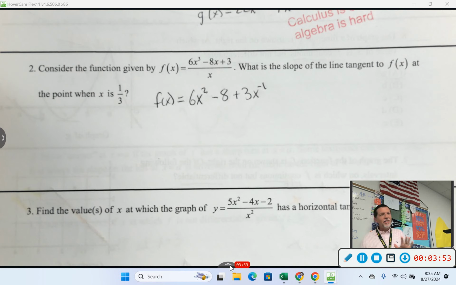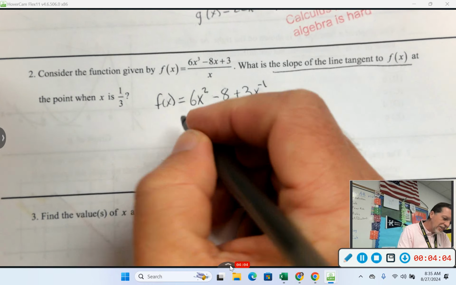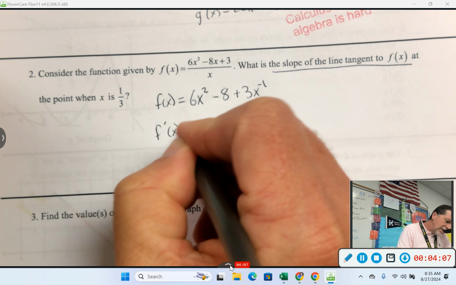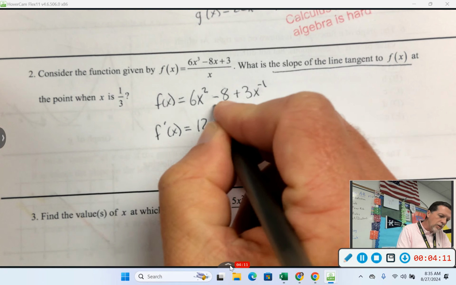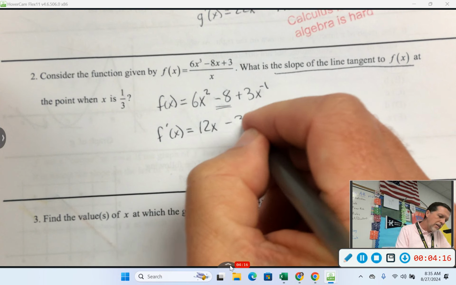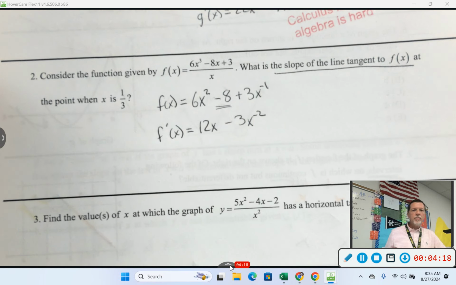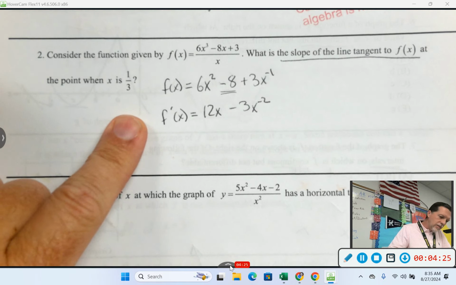Again, be careful. The other common mistake is students get there and they're like, whew, got the algebra right. Let's move on to the next problem. Wait a minute, you haven't answered the question yet. Slope of the line tangent to the graph is f prime. So 12x. Oh, what's the derivative of minus 8? 0. Minus 3x to the negative 2. Are we done yet? Got to plug in 1/3. When x is 1/3.